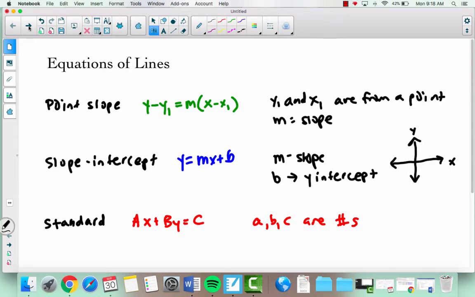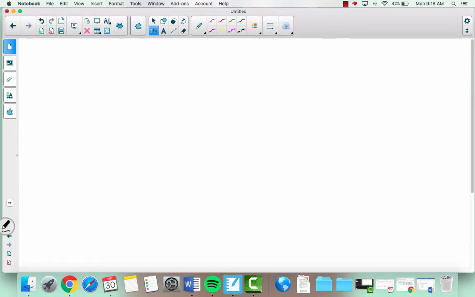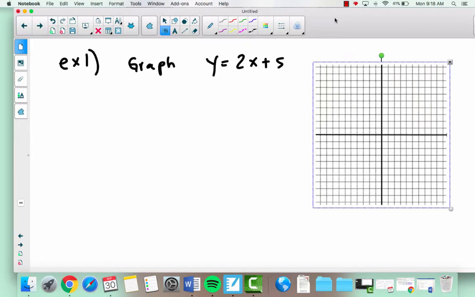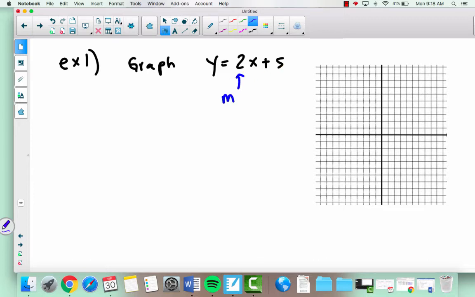So let's go ahead and practice just graphing lines. If I start off with the example, I want you to graph the equation y equals 2x plus 5. So first, let me get some graph paper in here. If we go ahead and start graphing that, this is that slope-intercept form. So this is our slope. And then this here is our y-intercept. I always start by plotting the y-intercept first.